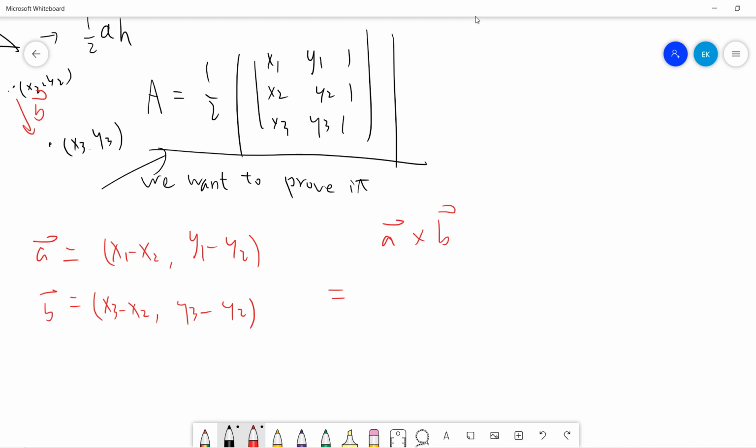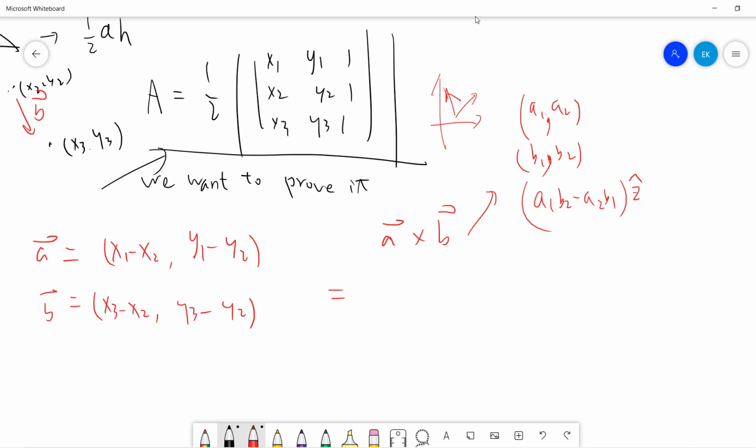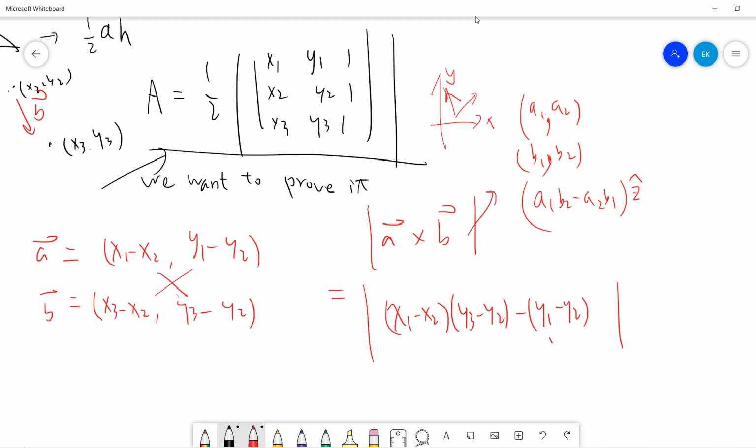How do we calculate it? Remember that if you have two vectors, (a1, a2) and (b1, b2), then what is the cross product? These are two vectors on the plane, so the answer will be just a number, a1 b2 minus a2 b1, with the direction z hat, if this is x and this is y. So we just take the absolute value of this times this minus this times this. We get (x1 minus x2)(y3 minus y2) minus (y1 minus y2)(x3 minus x2).